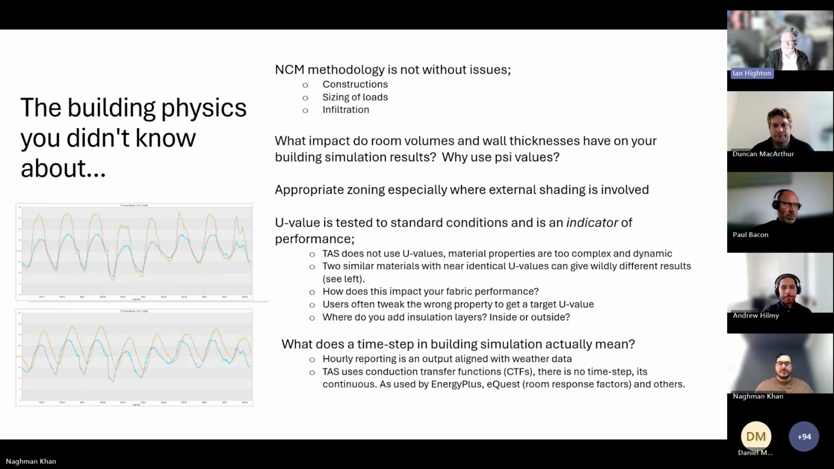But as I say, we're getting some pressure to put the psi stuff in, at which point we're going to have to smash everything down to zero thickness and then use the psi values, which seems a bit daft, but that's that. Because the room volumes can have such a significant impact on the results as well, that's why we really prefer to have thicknesses on our building elements.